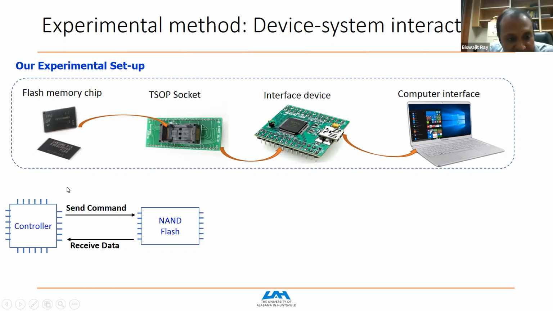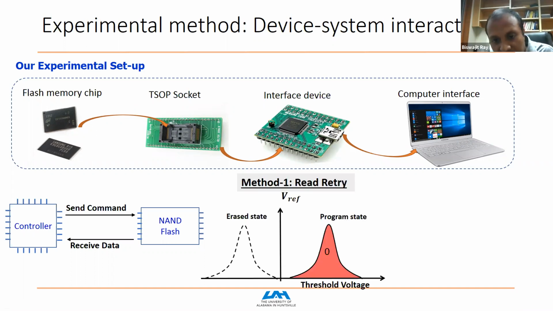So this is the framework we use for getting the device-system interactive framework, right? We send commands to the chips, and the chips respond with digital data. So this is, at the end, a digital measurement system for analog properties. And this is where I would like to illustrate how we conduct it.